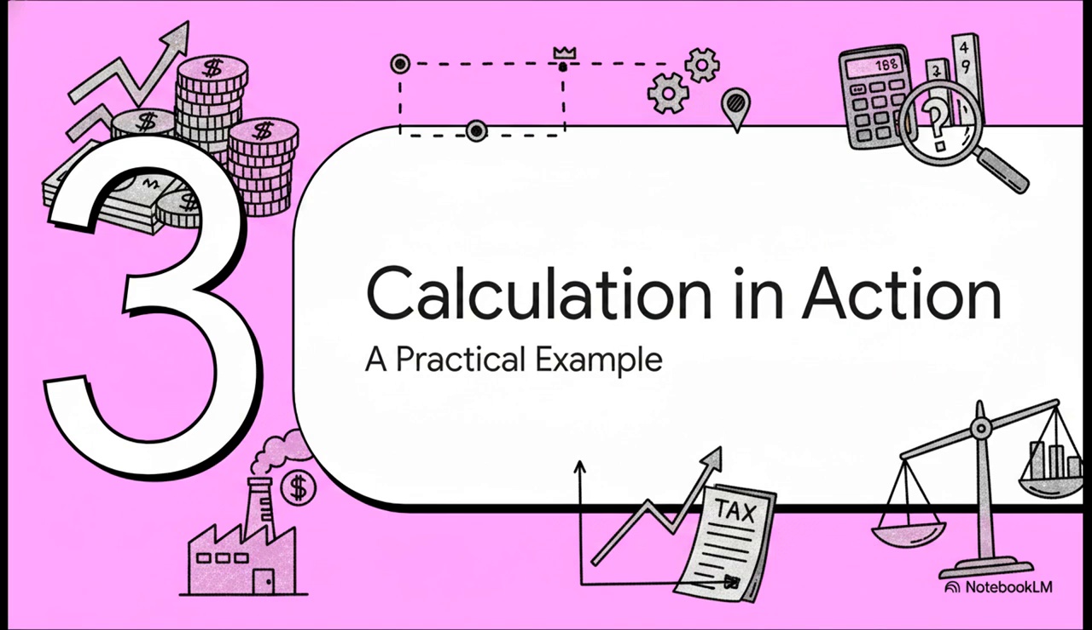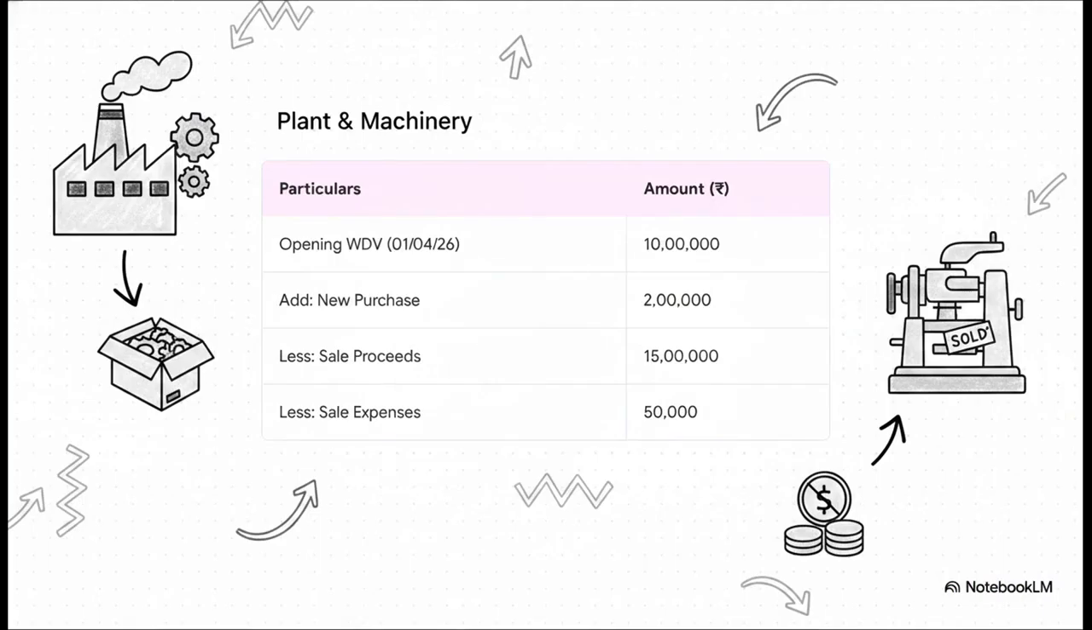Theory is great, but let's make this real. We're going to walk through a practical, number-crunching example to see exactly how Section 74 plays out in the real world. Okay, so let's imagine a company. At the start of the tax year, the opening WDV of their plant and machinery block, that basket we talked about, is 10 lakh rupees.